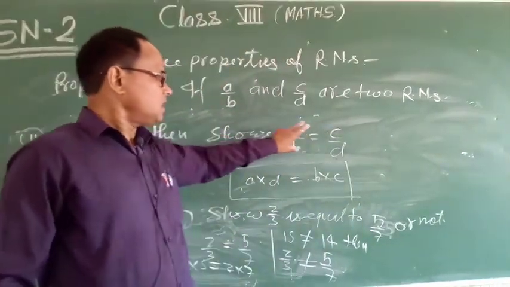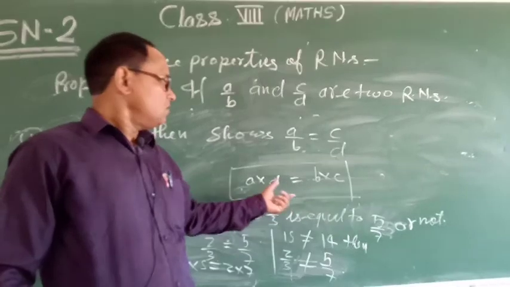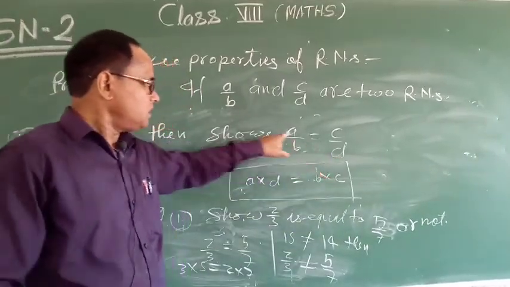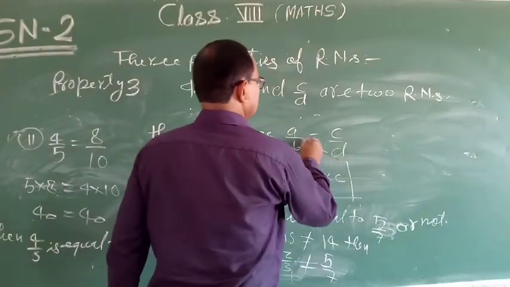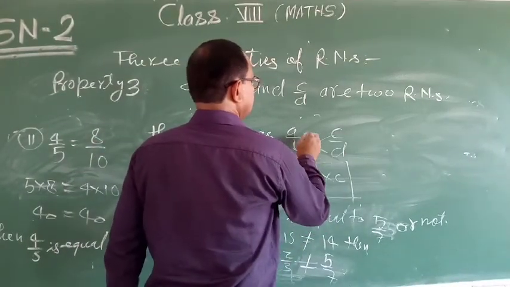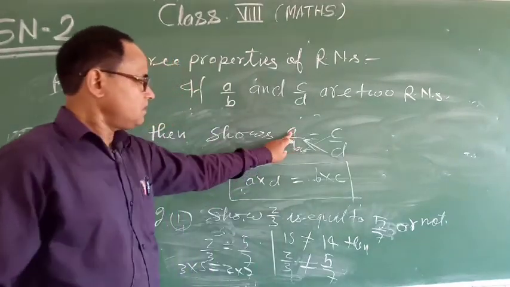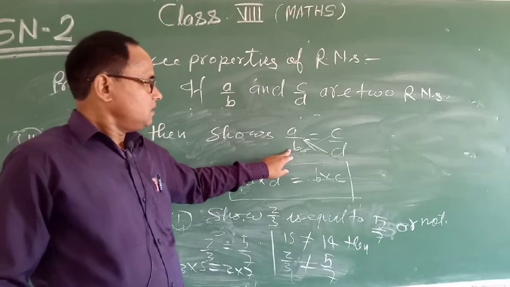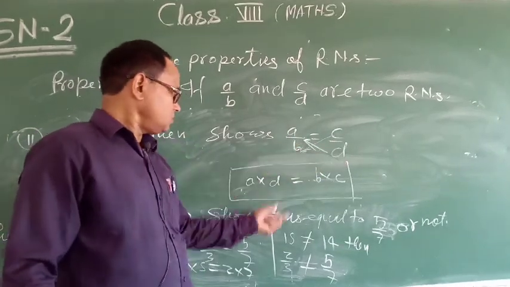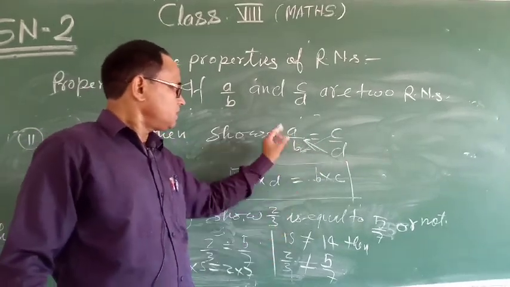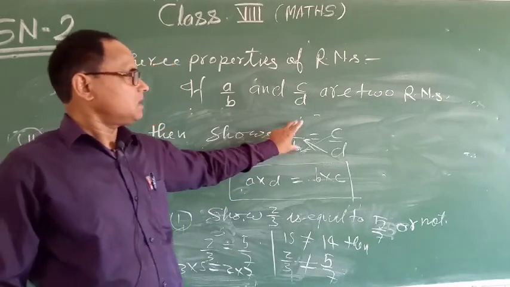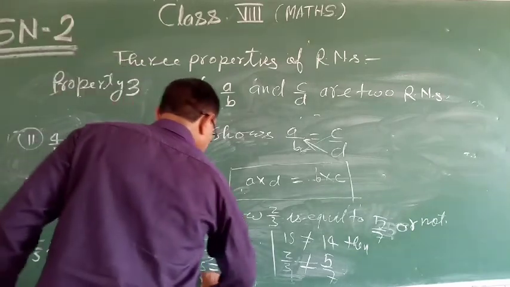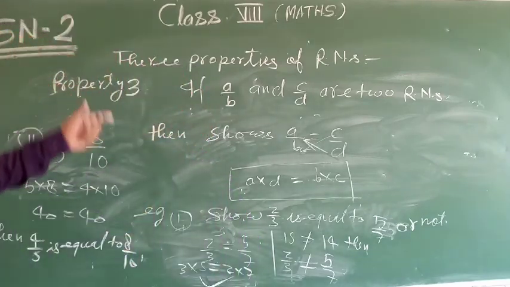Whether given rational numbers are equal to each other or not, you can check by this method. Cross multiply: A into D is equal to B into C, then A by B is equal to C by D. If not, then those rational numbers are not equal to each other. Okay student, these types of questions you can solve on this basis.